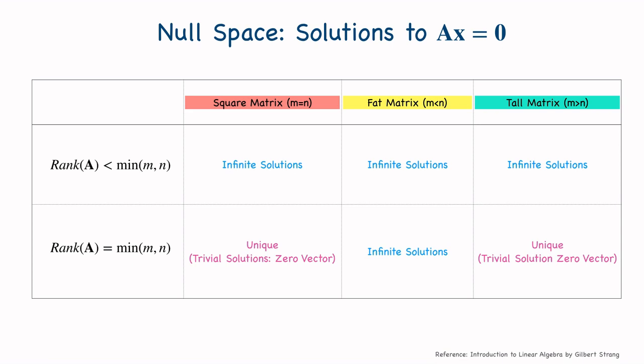So this is a summary of the whole set of solutions for Ax equal to b and also for Ax is equal to 0. Thank you.